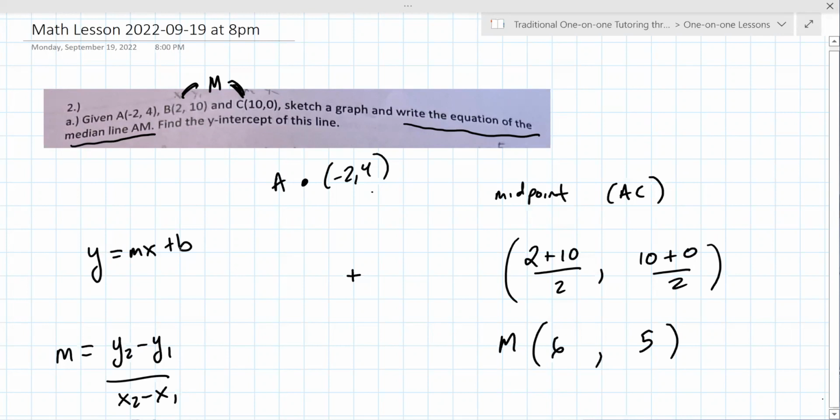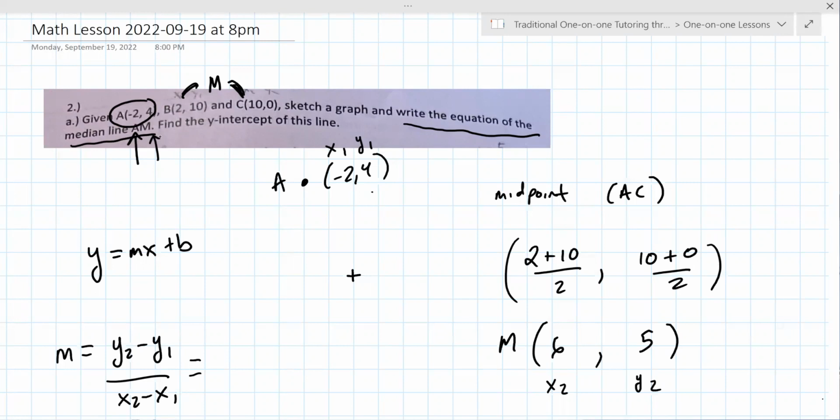So am I going to use m equals y2 minus y1 over x2 minus x1? Yeah, you're using that to find the slope, and this is your x1 and your y1, your x2 and your y2. So I have to use the beginning of the median, A, because that's right there, and the endpoint M too. Yes. Okay, so use A and M for the slope.